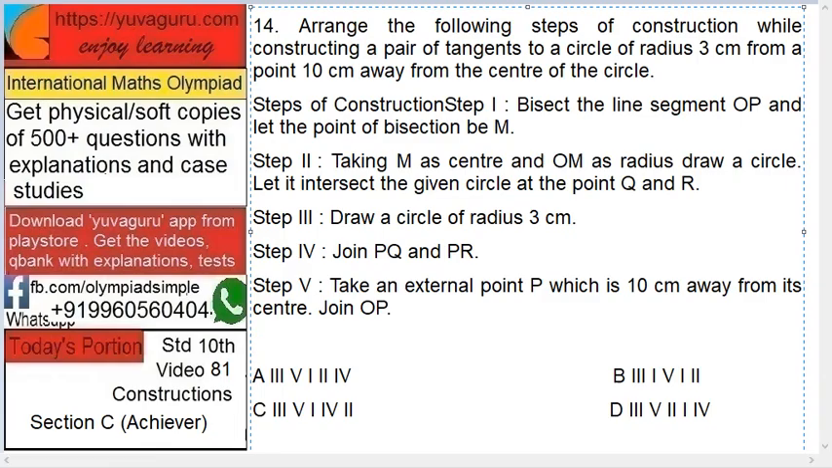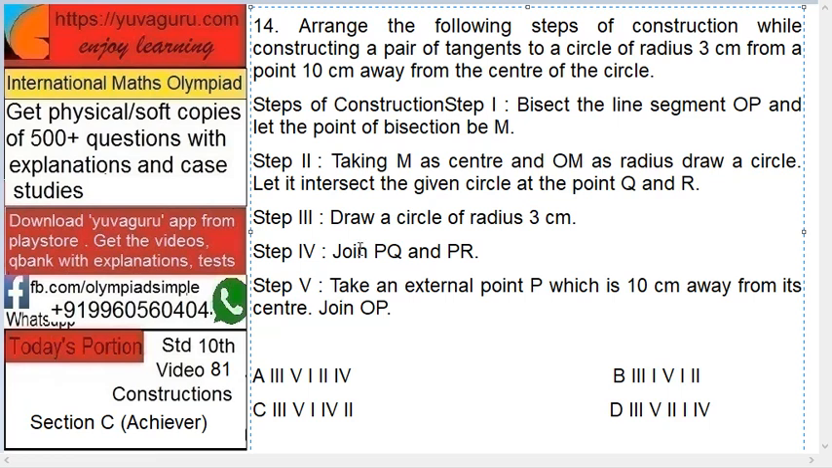Let's check. First draw the circle, step 3, of radius 3. So 3, 3, 3, 3, everyone. Okay, all are there. Second, we have to draw the segment. See this, fifth: take an external point P which is 10 cm away from its center. Join OP. So this is the second step. So 3, 5. Where do I have A and D? 3, 5. Okay. Then first and second are given.